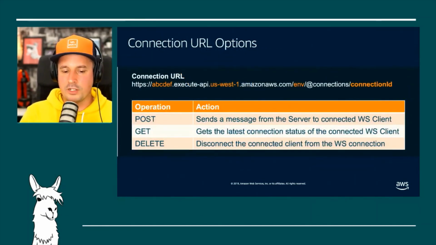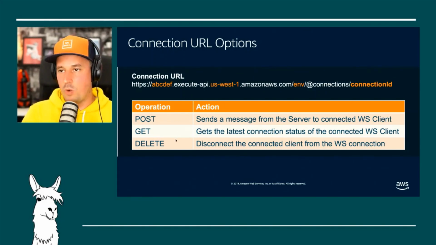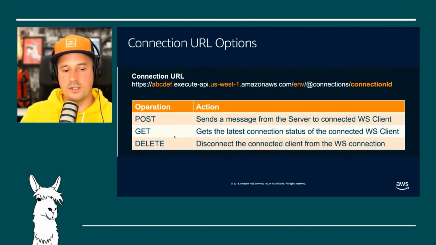A connection URL is quite cool in that you can do a few things with it. One, you can post a message to it, so we can send a message from the server to the connected WebSocket client. We can get the status of the connection of the WebSocket client by doing a GET request to that URL. Or if we do a delete request, instead of a post or a GET, to that connection URL, it will disconnect that user from our service.